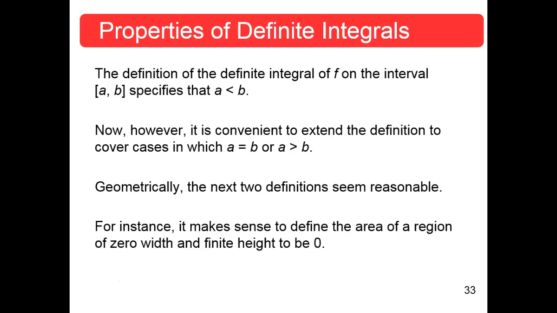For instance, it makes sense to define the area of a region of 0 width to be 0. If it has a finite height and 0 width, 7 times 0 is 0. 85 times 0 is 0. 4,585,815 times 0 is 0. Okay, so it doesn't matter what as long as you have a finite height, if your width is 0. So therefore, if a is equal to b, that's going to be 0. The definite integral is going to be 0.